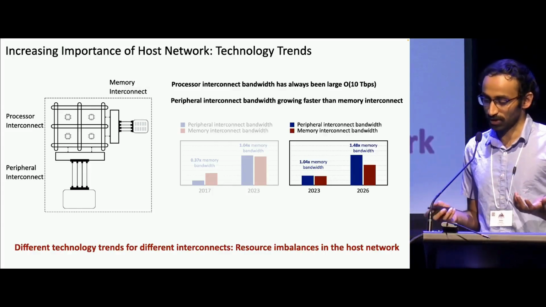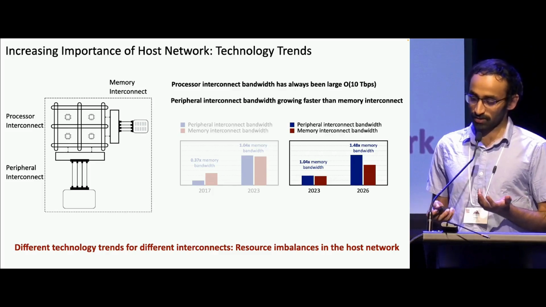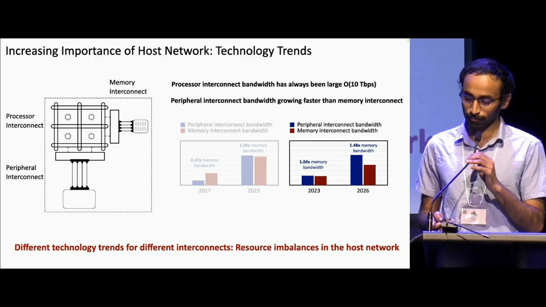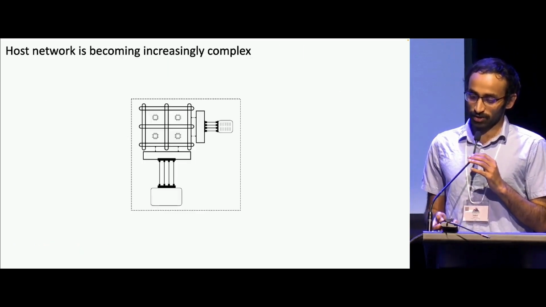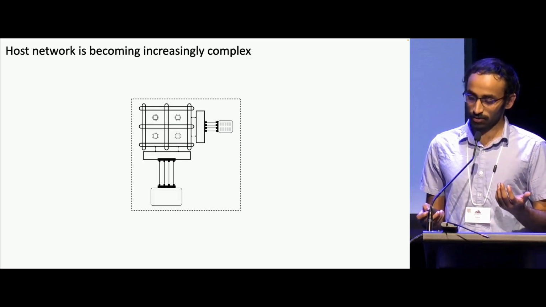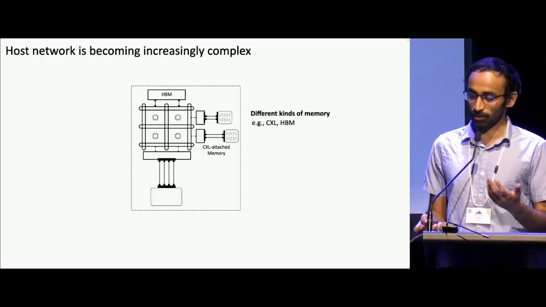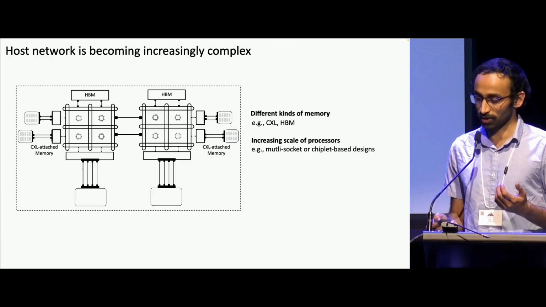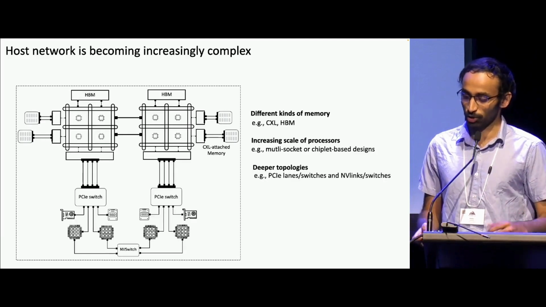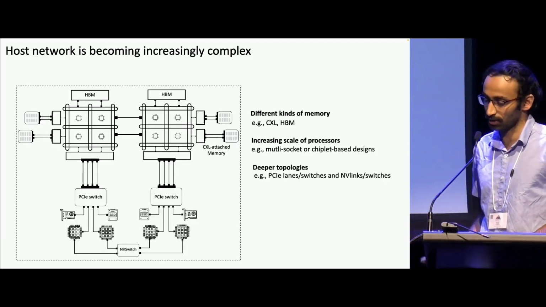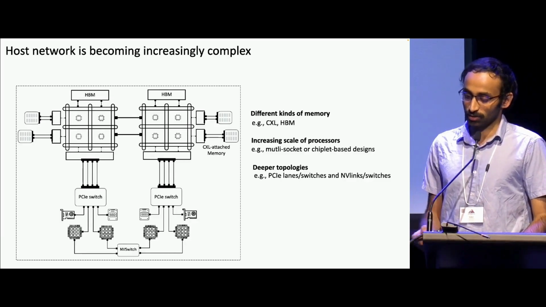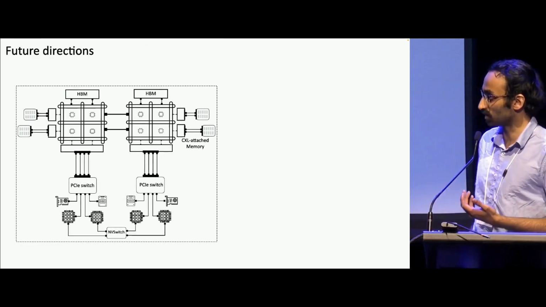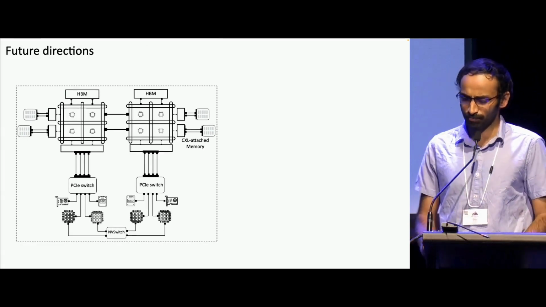So, different interconnects being on different trends leads to resource imbalances in the host network, and this makes host network contention worse. And finally, the host network is becoming increasingly complex. This is because of different kinds of memory, increasing scale due to chiplets and multiple sockets, deeper topologies with PCI switches and NVLinks and so on. Essentially, the host is starting to look like a complex distributed system in itself, and that makes it even more interesting to study the underlying network.